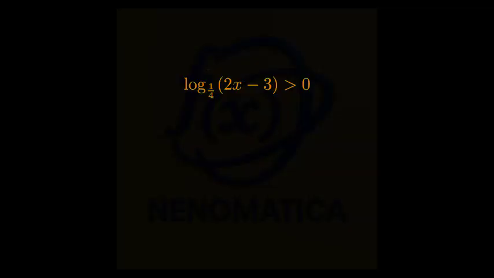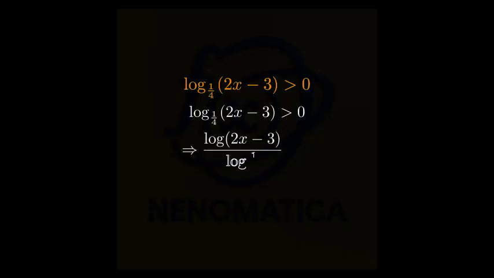The inequality is log base 1/4 of (2x minus 3) is greater than 0. Step 1. Restate the inequality. Step 2. Apply the change of base formula and record that the base equals 1/4, which is between 0 and 1. Then write log of (2x minus 3) divided by log of 1/4 greater than 0; 0 less than 1/4 less than 1.